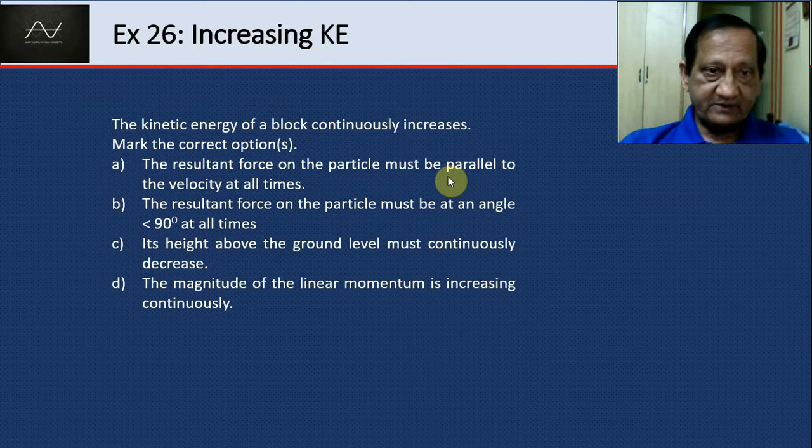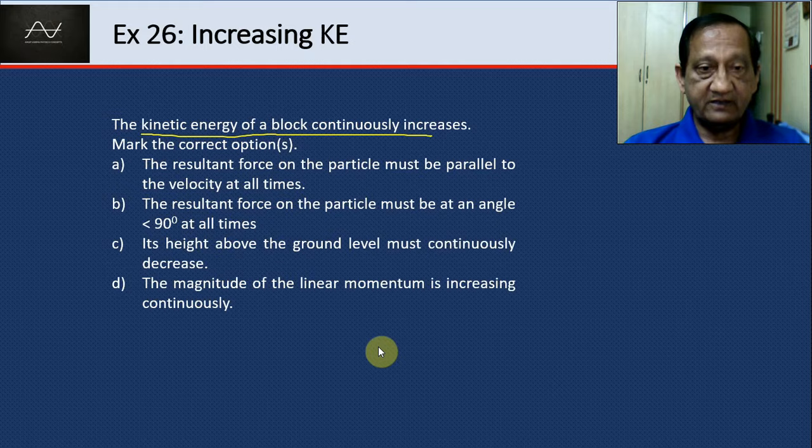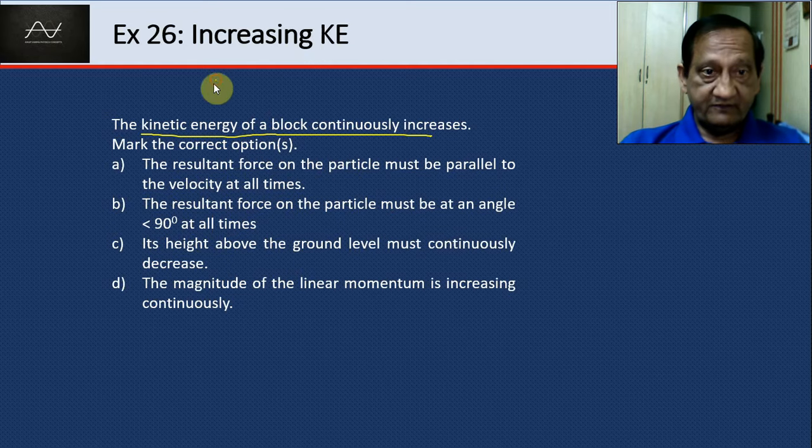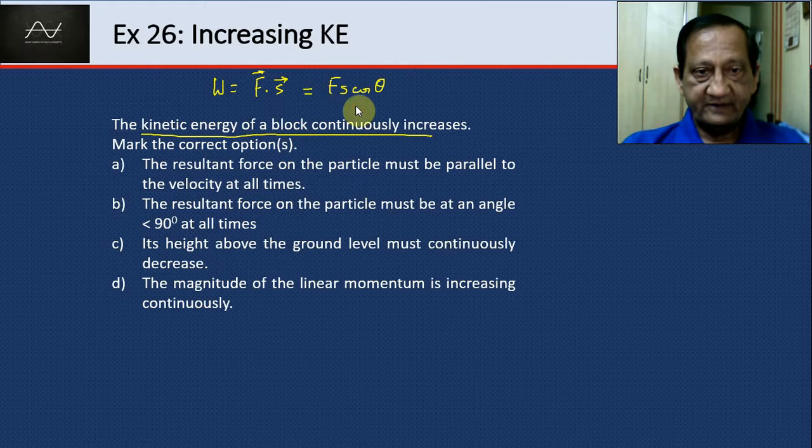Another good question. If the KE of a block is continuously increasing, which are the correct options? If the KE is continuously increasing, that means the force is continuously doing work, and work is F dot S, and this must be a positive quantity. F S cos theta must be positive because the kinetic energy is continuously increasing. That means work is continuously being done.